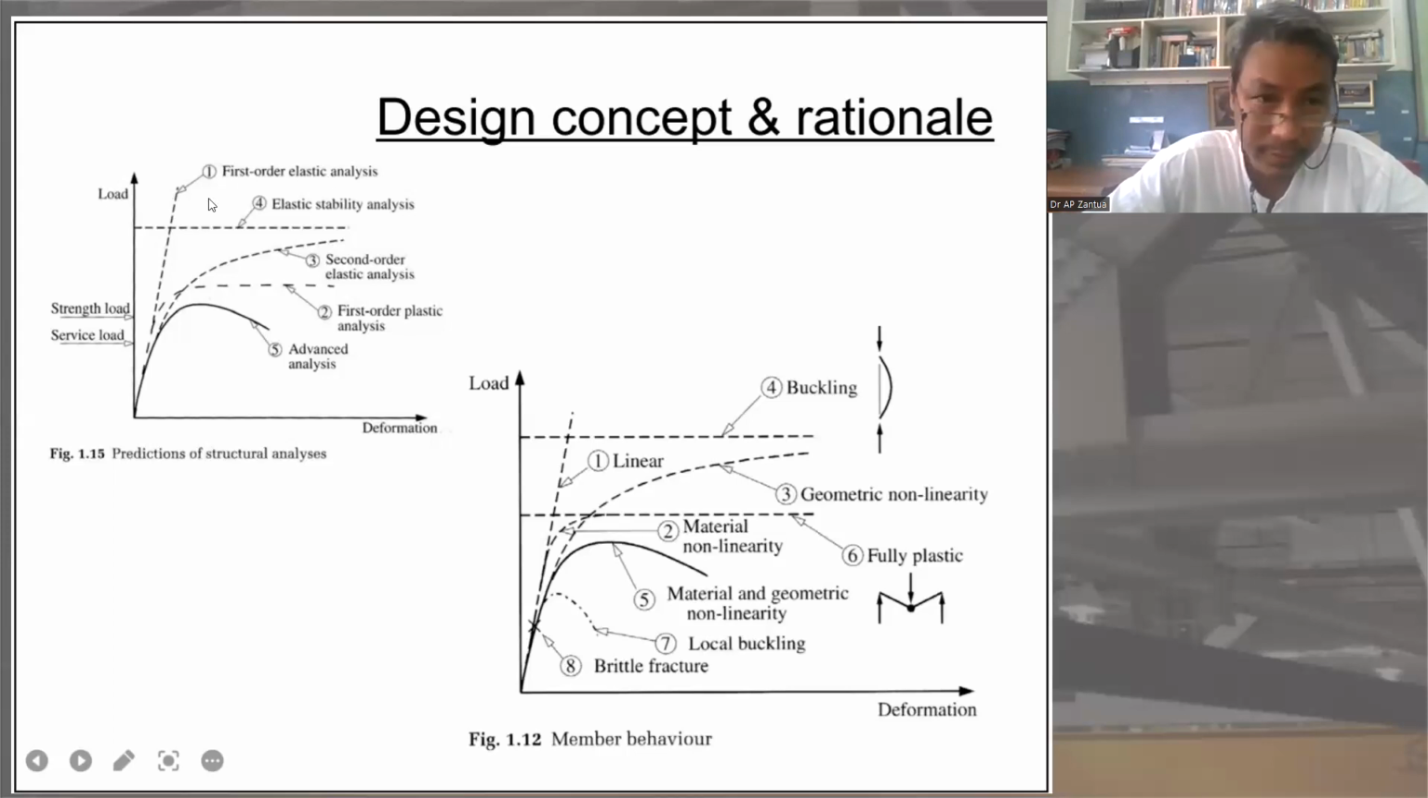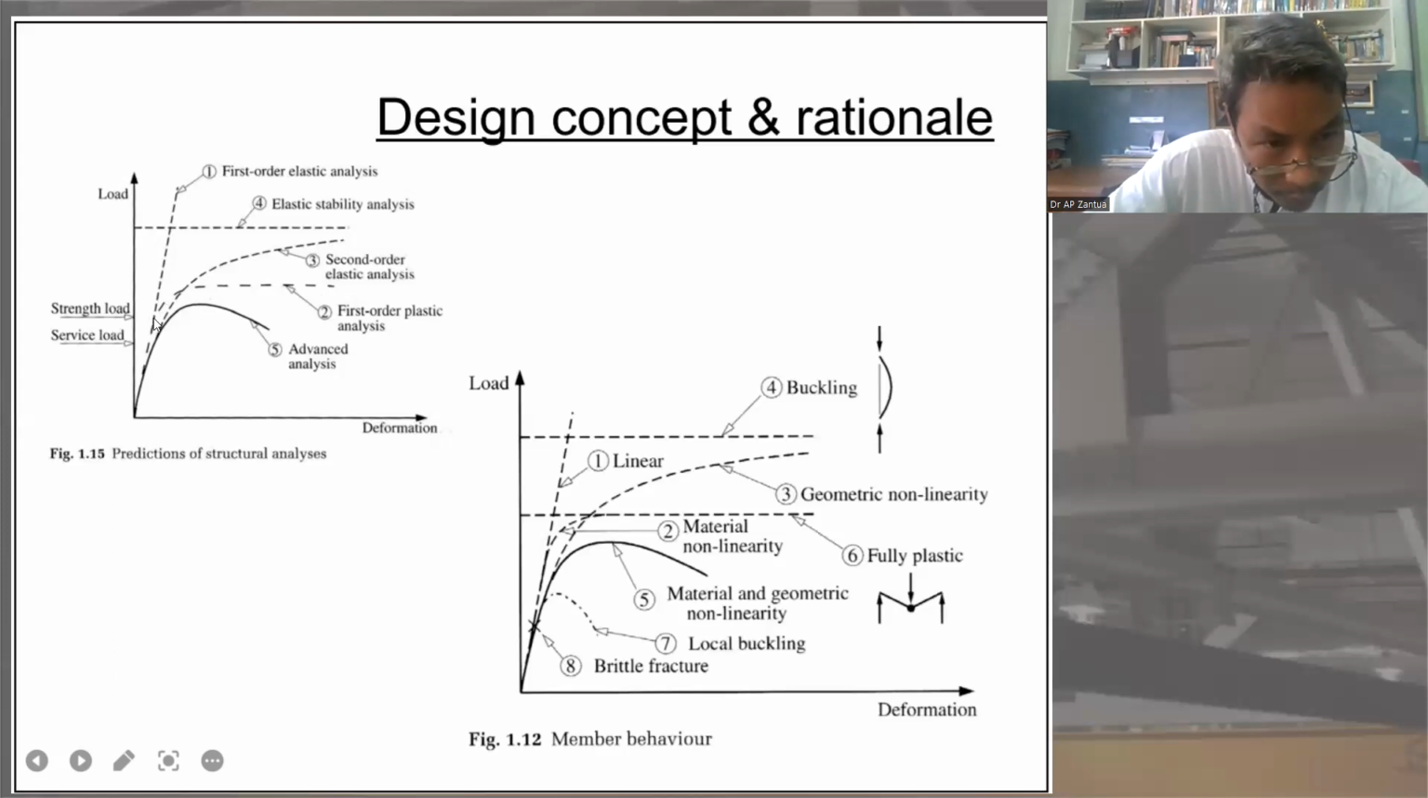Elastic. This is elastic. So this is an elastic part. So number one. Number two, first order plastic analysis. We are now going plastic. So this is elastic, the first order elastic.